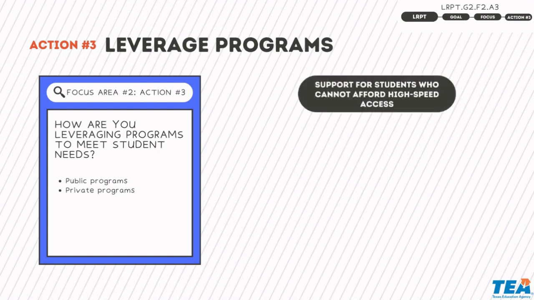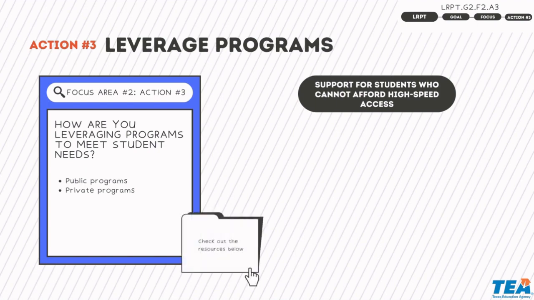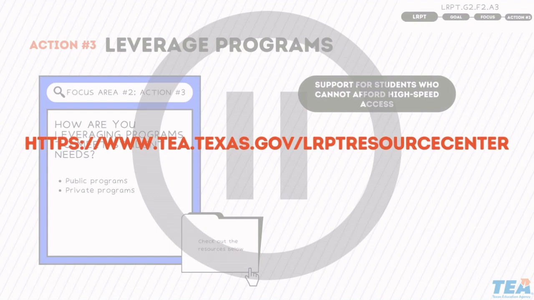In the previous action, we discussed surveying for student connectivity needs. How are you using that data as a tool to leverage programs? How are you ensuring that equitable support is provided for students who cannot afford high-speed access? Check the resources below for additional information on how to leverage programs for connectivity. Pause the video here and use your workbook to reflect on how you have been leveraging available programs for student needs and how you will continue to do so.